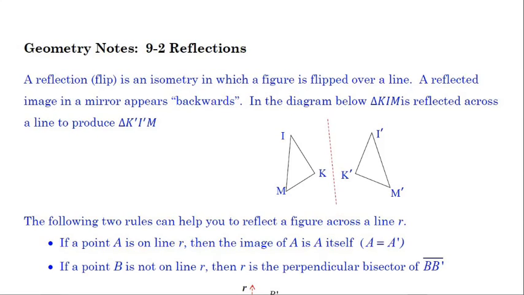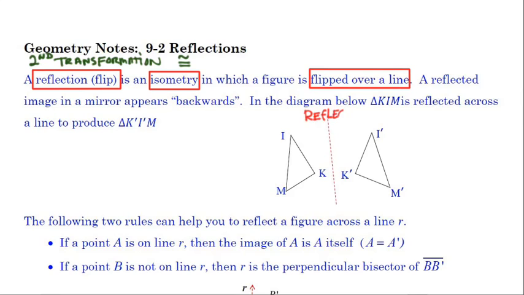Our second type of transformation is called a reflection. And again, this one will probably seem familiar. So a reflection, or a flip, is an isometry, which means we have a congruent resulting image. Basically it's flipped over a line. So I have some reflection line, and just like in a mirror, we would take this image and reflect it over this line.